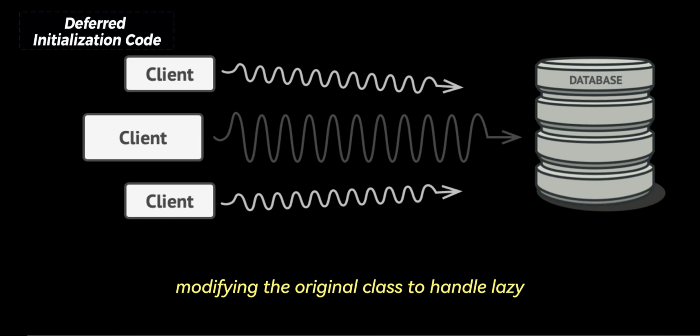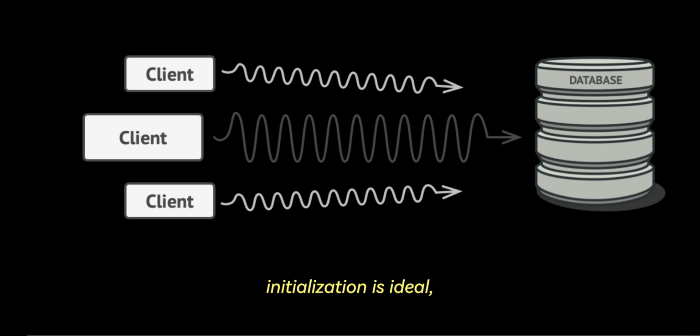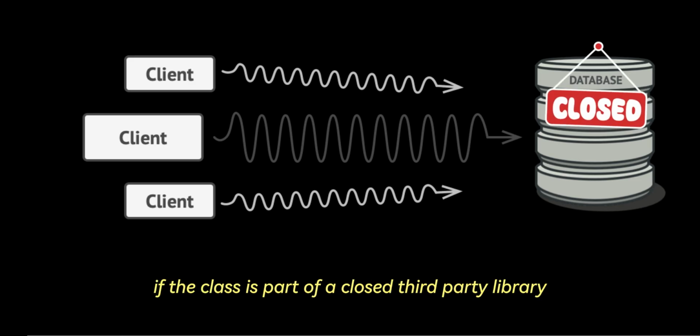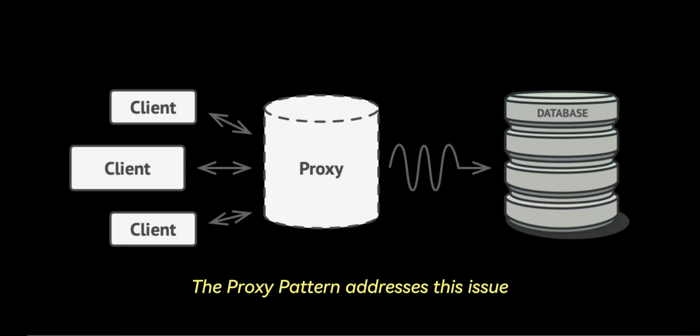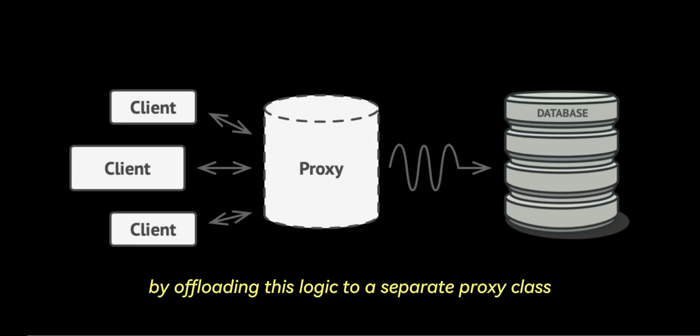In some cases, modifying the original class to handle lazy initialization is ideal, but it's often impossible if the class is part of a closed third-party library. The proxy pattern addresses this issue by offloading this logic to a separate proxy class.